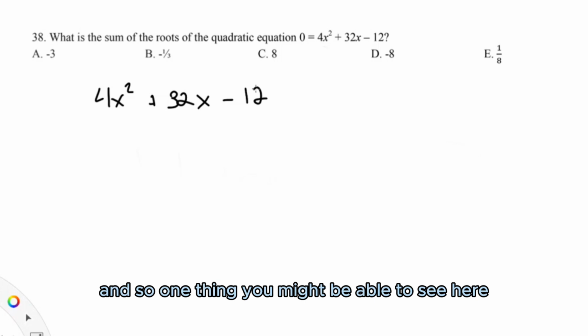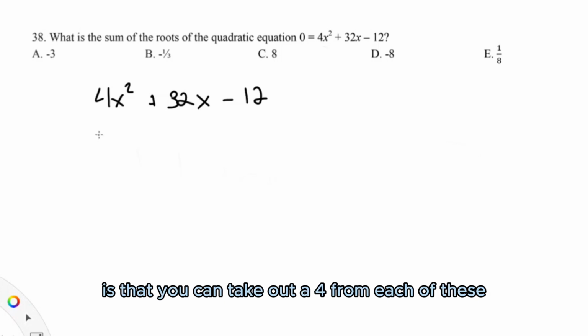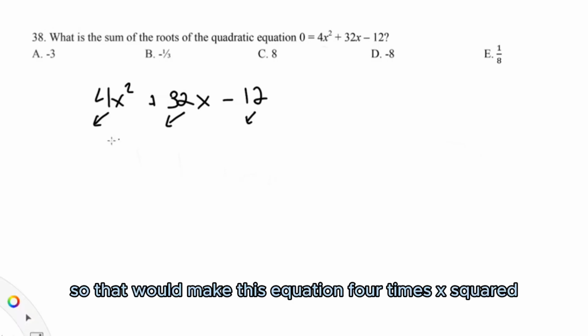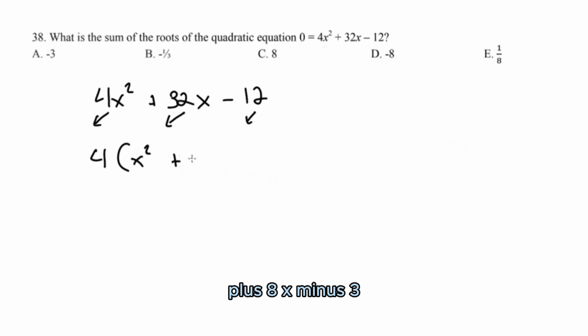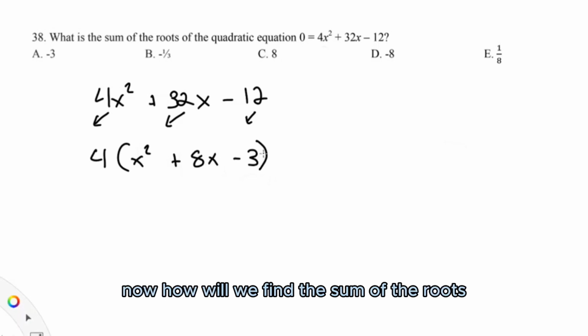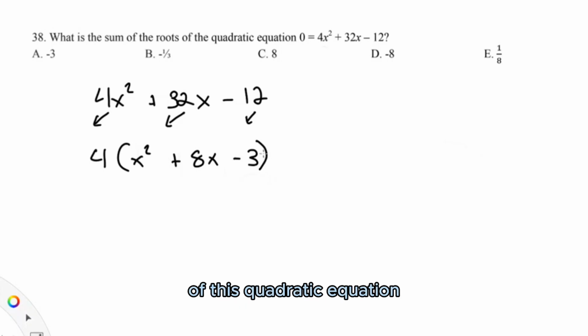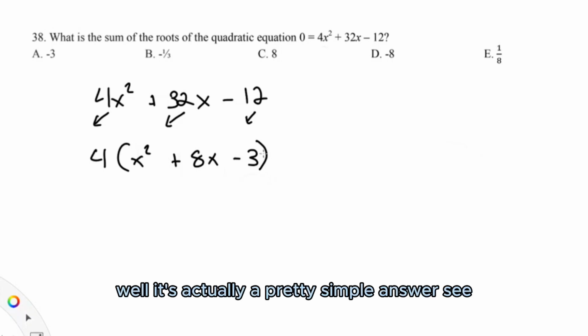One thing you might be able to see here is that you can take out a 4 from each of these. That would make this equation 4 times x squared plus 8x minus 3. Now, how will we find the sum of the roots of this quadratic equation? Well, it's actually a pretty simple answer.